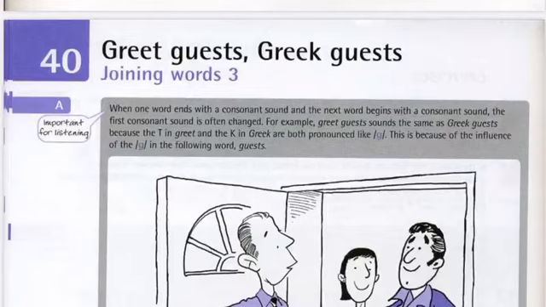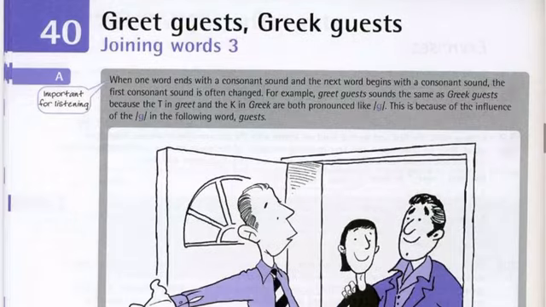And today we're going to talk about Unit 14, the Blue Textbook. This unit is dedicated to discussing assimilation, which is one of the aspects of connected speech. It's going to be the last unit in our course for this. So we're talking about the third part of joining words, or assimilation.